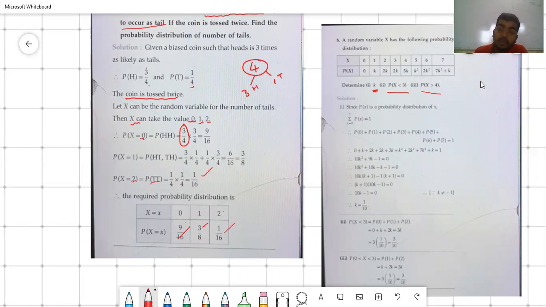Since it is a probability distribution, the sum of all the probabilities should be equal to 1. That means P of 0, P of 1, P of 2, P of 3, P of 4, P of 5, P of 6 and P of 7, the sum is equal to 1. So you add all the corresponding probabilities, and this total sum will equal 1. When you simplify, some terms will get cancelled.